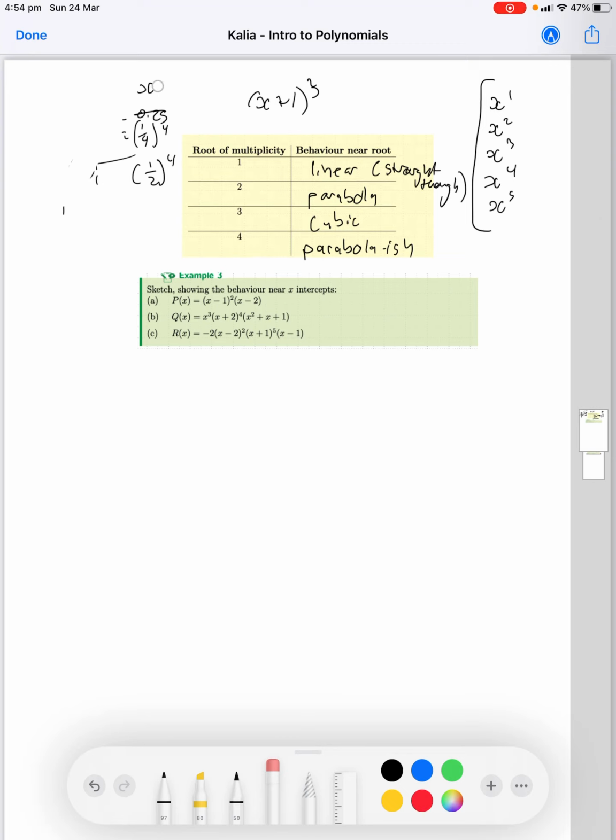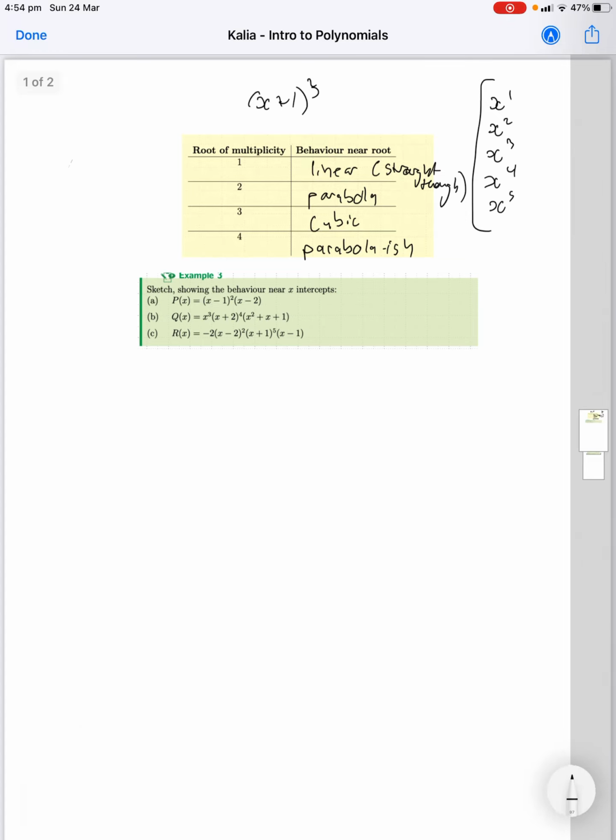Things like turning points and all of that will come when we get further into calculus, but at the moment we're just looking at the behavior of the intercepts. So let's graph the first one. We have p of x is equal to (x minus 1) squared times (x minus 2). So we have two different x-intercepts here. Our x-intercepts are 1 and 2, because substituting in those numbers, we get 0.